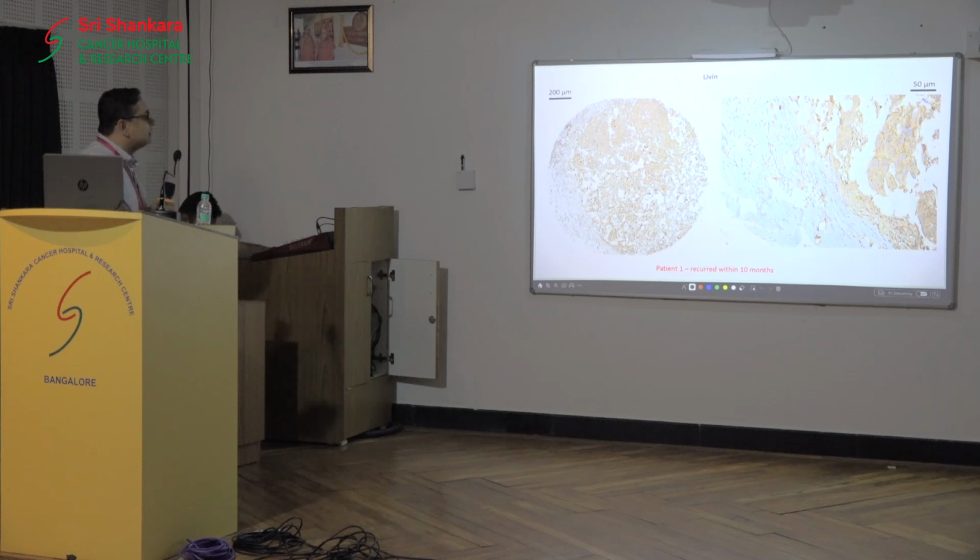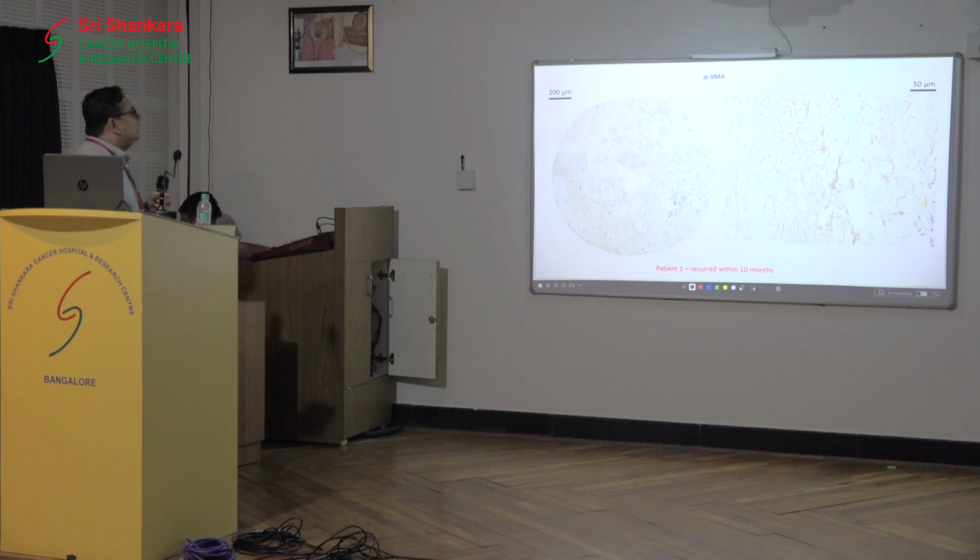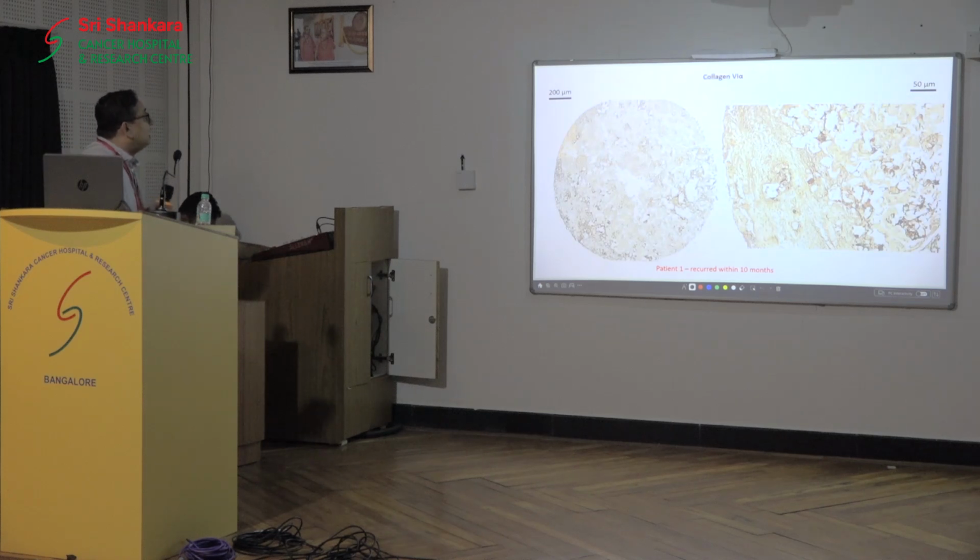It is obviously expressed mostly in the tumor cells, and we found that SMA is mostly expressed in the stromal region. And this is collagen 6, which is expressed overall, in tumor as well as stromal cells.